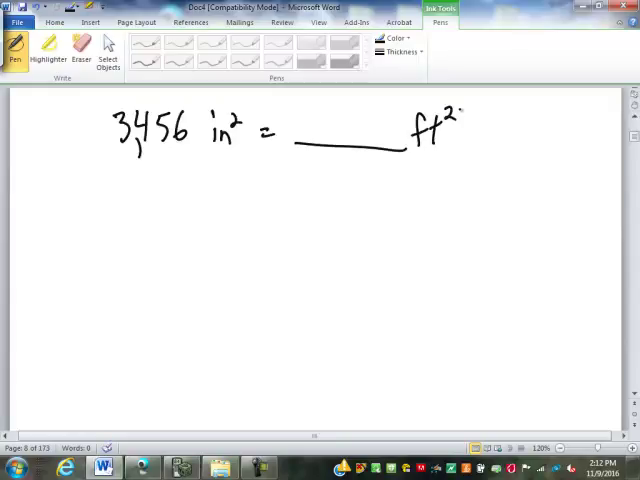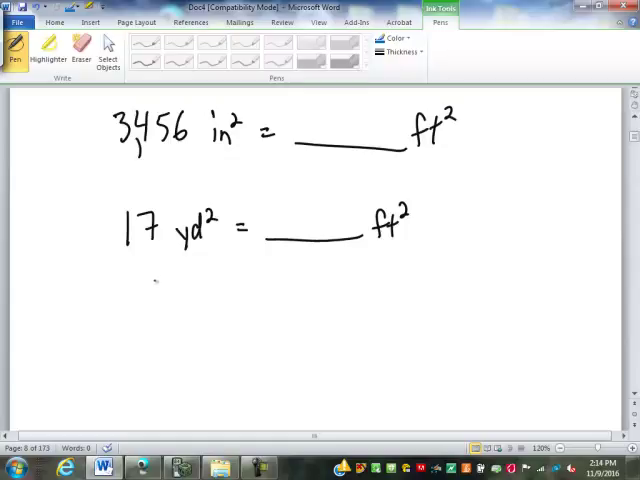So in your notes, I want you to figure out for me 3,456 square inches. How many square feet is that? And then also 17 square yards. How many square feet is that? So take a couple minutes and figure those out.